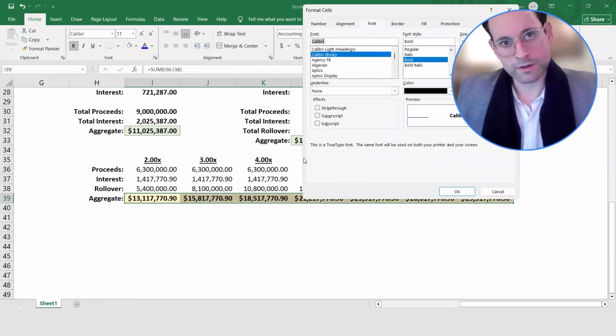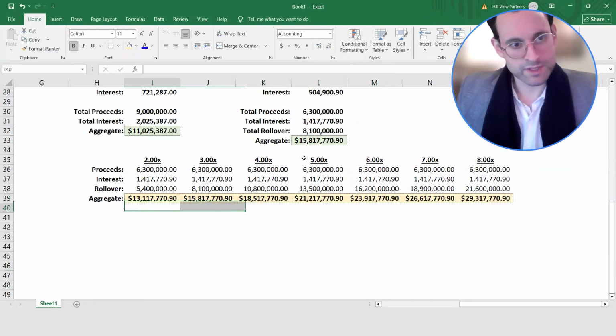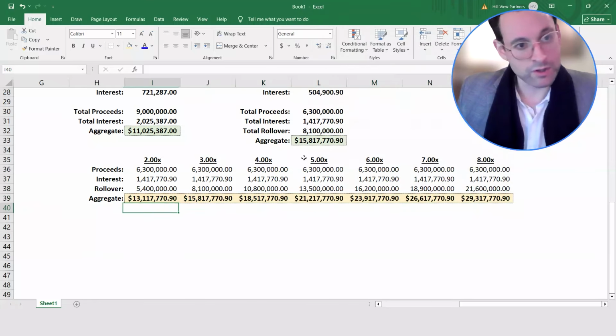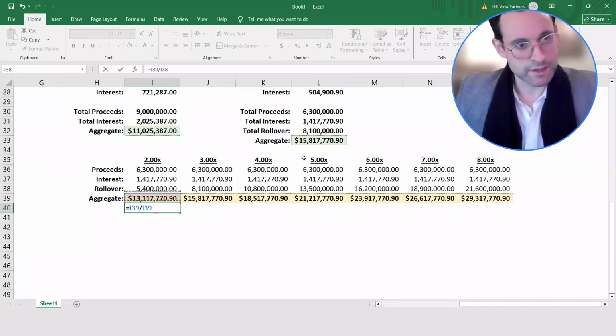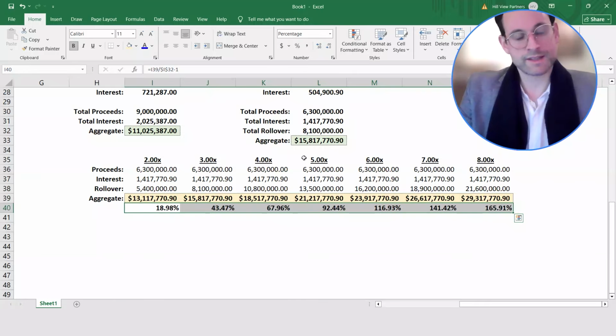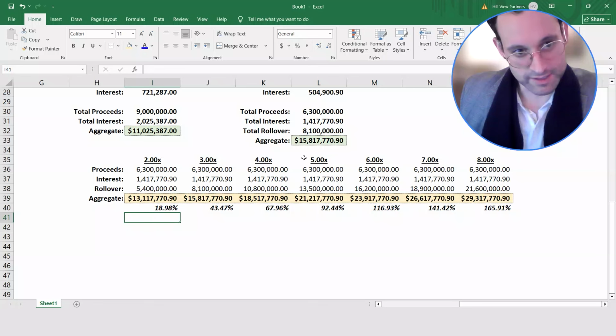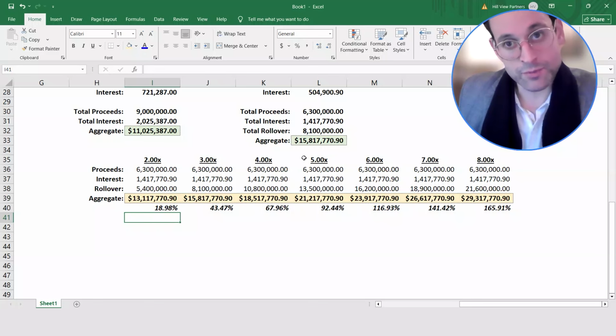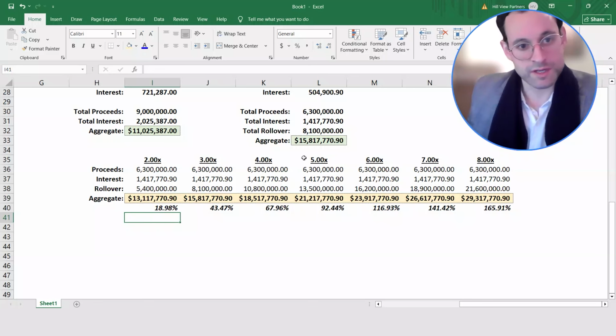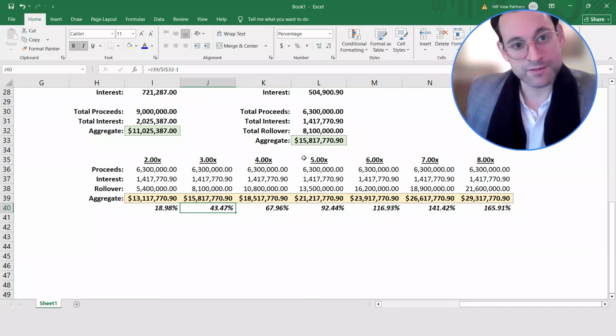But let's compare and say, okay, versus the 100% sale, how much better are we doing? And let's just take it as a percentage. Now, this is the exciting conclusion, right? If the rollover 2x's, you're going to do 19% better than in the scenario where you sold 100% of the business at closing. If it 3x's, you're 43% better. If it 4x's, you're 68% better. If you 5x, it's 92.